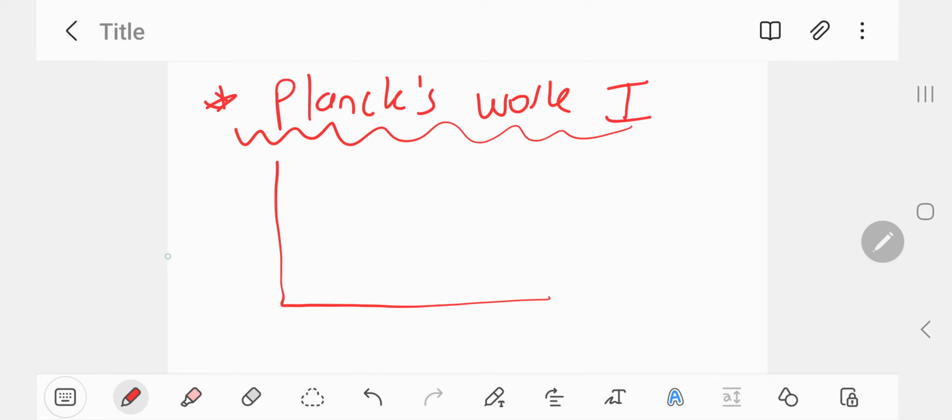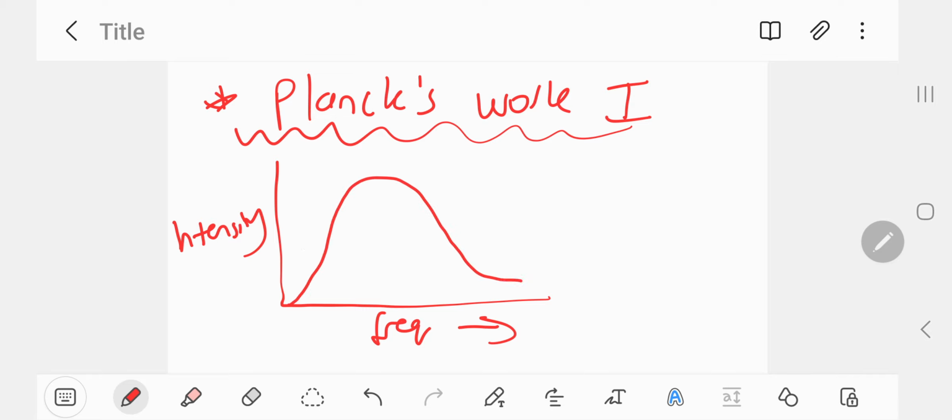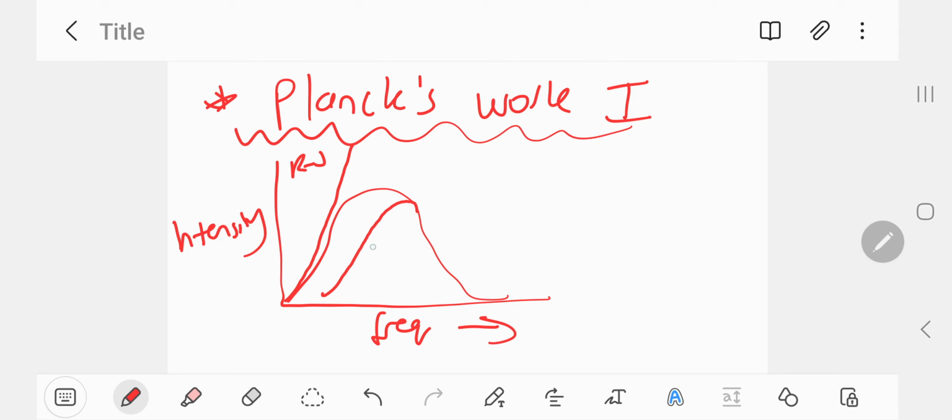So suppose you've got a plot of intensity and frequency of blackbody radiation. Suppose you have experimental data which looks like this. And from before, remember Rayleigh-Jeans law worked at low frequencies, but failed at high frequencies, and it was dubbed the ultraviolet catastrophe. Wien's law worked at high frequencies, but failed at lower ones. So I'll put that as a W there.